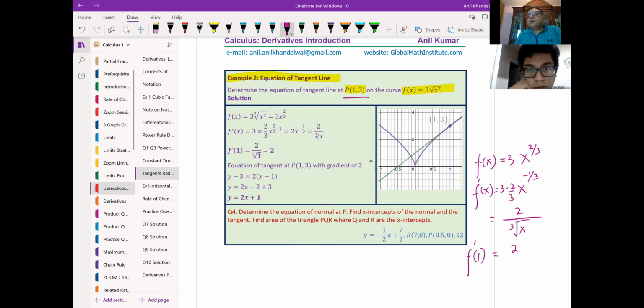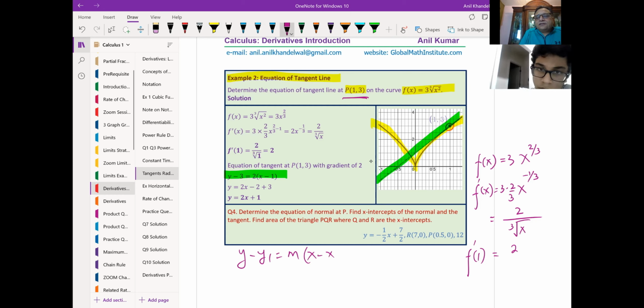Once we know the derivative and we know the point, we can find the equation of the tangent line, correct? If you notice, the graph of the function is given to you, which is a cusp at 0, and the point 1, 3 is also shown along with the tangent line, correct? You can easily find the equation of this tangent line using the formula y minus y1 equals m times x minus x1.